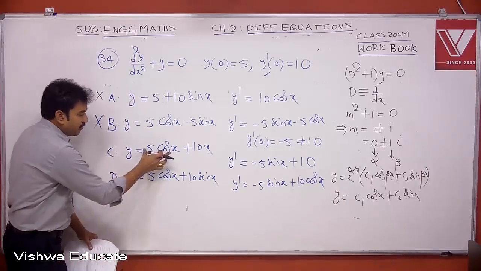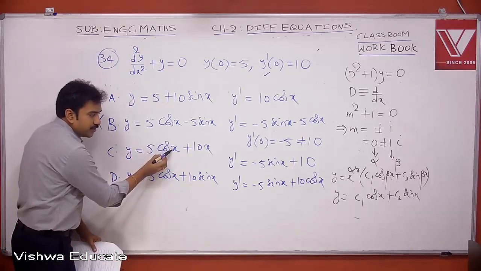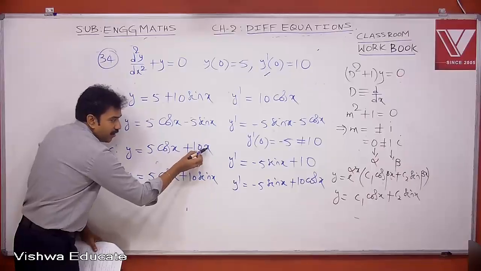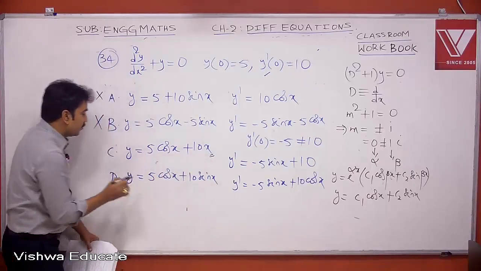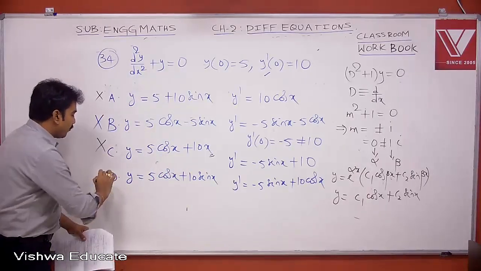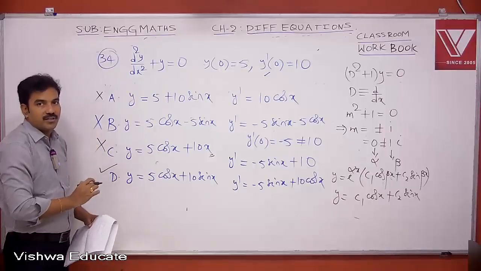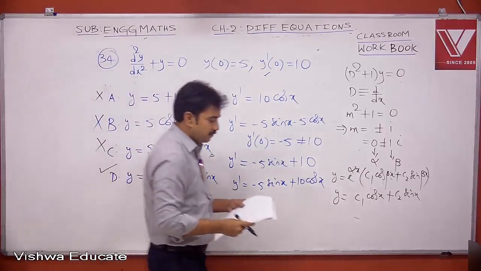Even in the case of option C, the form is c1 cos x plus c2 sin x. But how do we get this single term x? So it is a wrong option. Therefore option D is the right answer. Okay, note this.